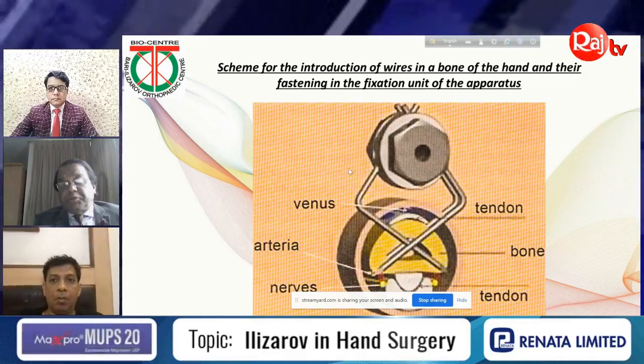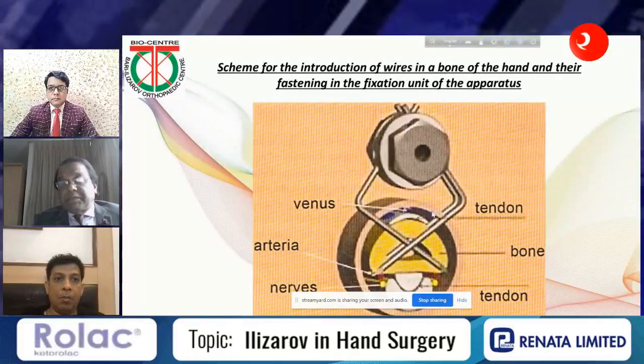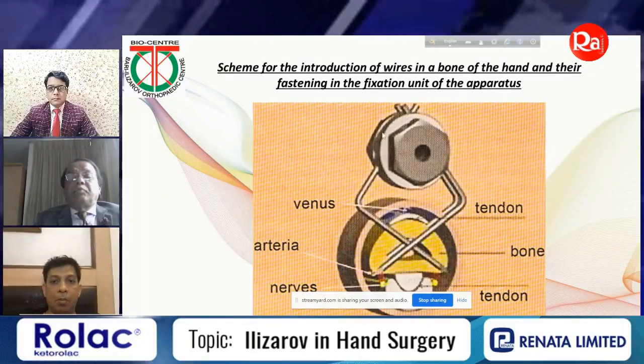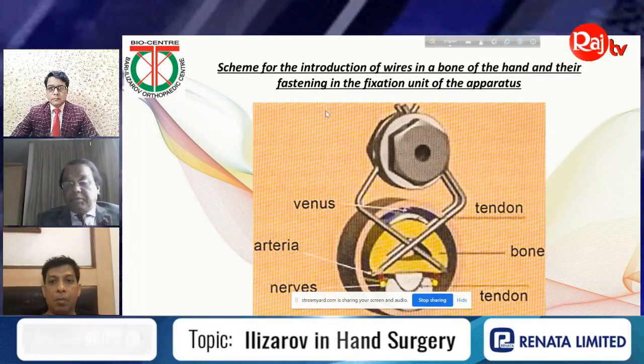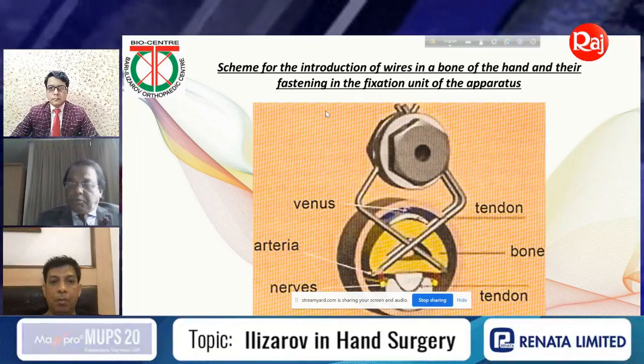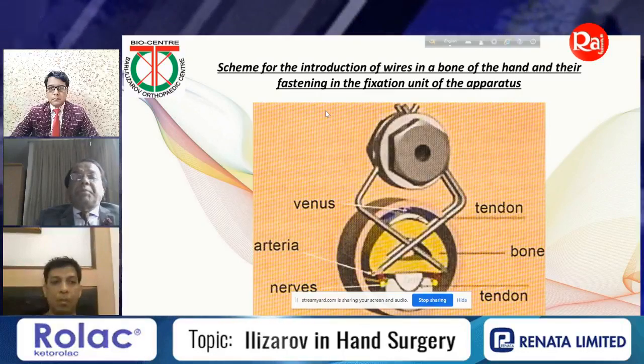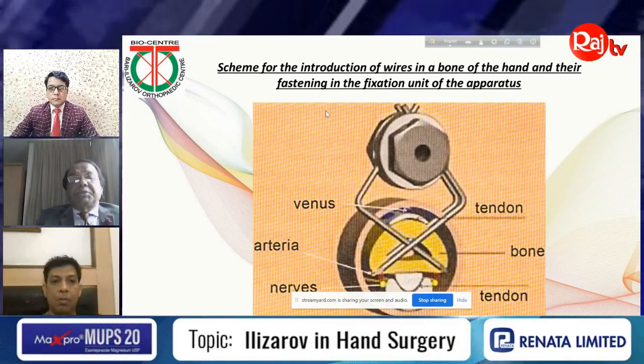Whenever you are putting the wire like this, initially it will be straight. When you are putting it in, you bend like this and cross like this, and you can fix with the nuts and bolts here. So this is the fixation before going to put the mini Ilizarov apparatus in the hand. You must keep it in your mind.